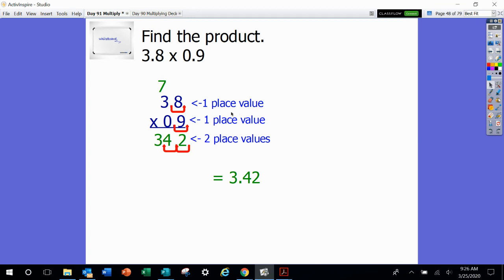Okay, so here's our problem, 3 and 8/10 times 9/10. I multiplied 38 and 9 and got 342. But I had 1, 2 numbers total behind the decimal point in my problem. So I have 2 numbers behind the decimal point in my answer. 1 plus 1 gives me a total of 2. So my final answer should have been 3 and 42 hundredths. Okay, make sure you're checking your work with what I have up there.